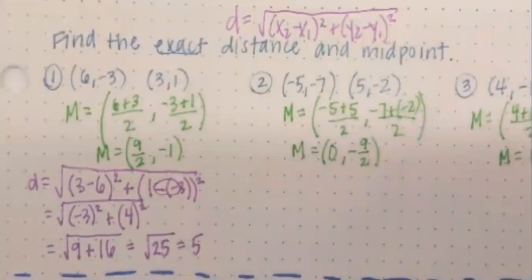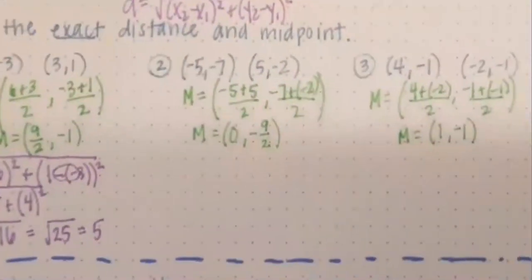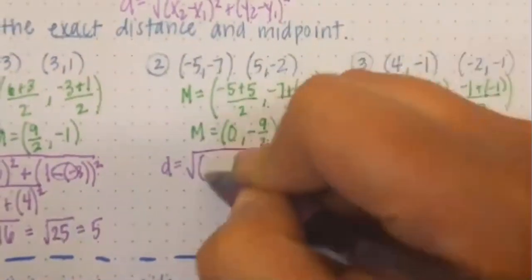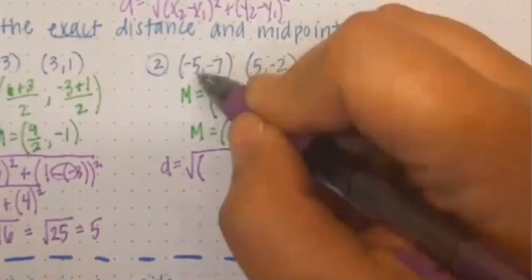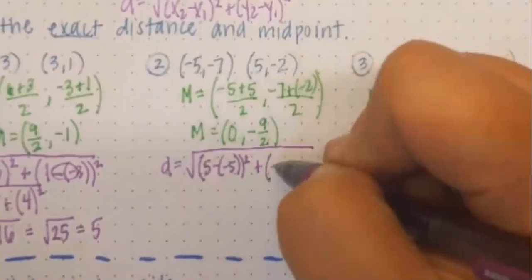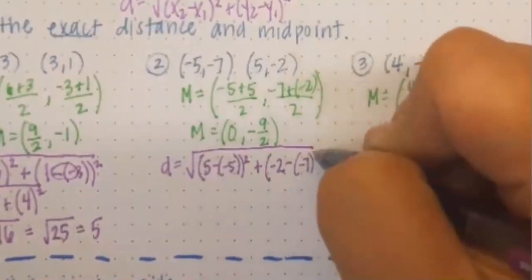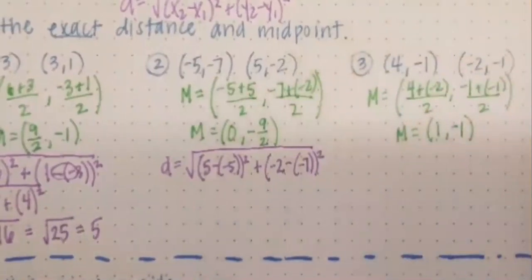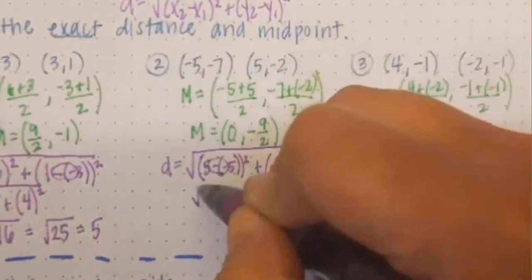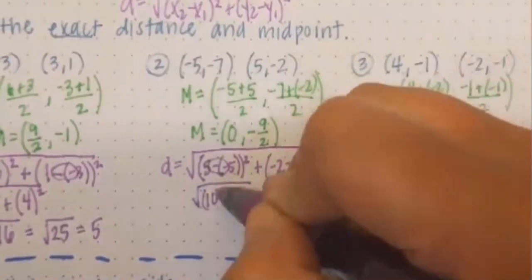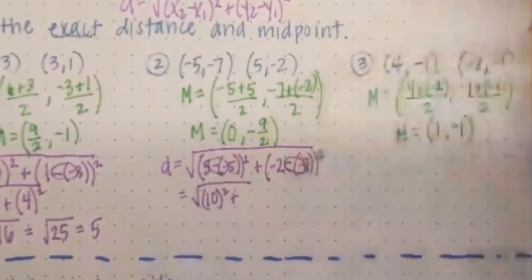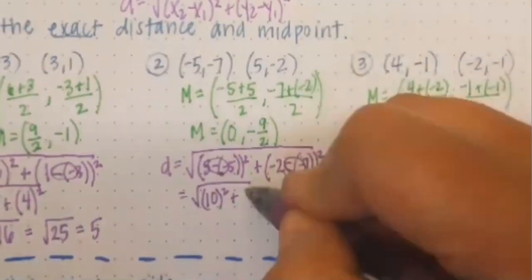All right, we're going to do it again for the second one. We're going to do the distance formula. So distance equals our square root. Starting with my x's, I have 5 minus -5 squared, and then my y's, -2 minus -7 squared. 5 minus -5 becomes 5 plus 5, and that's 10 squared, plus -2, again, minus a negative becomes plus, so -2 plus 7 is a 5.